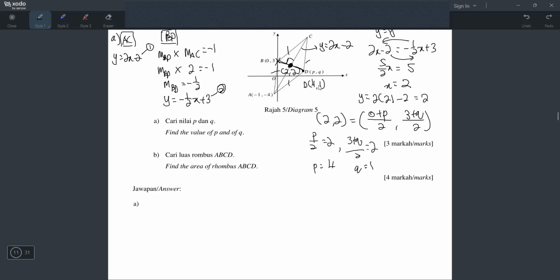Okay, so this is how you do it, right? But I don't think you have to write D(4, 1) like that, because they ask you to find P and Q, right? If they say find point D, then only I write like this. Okay, so this is your final answer for A.